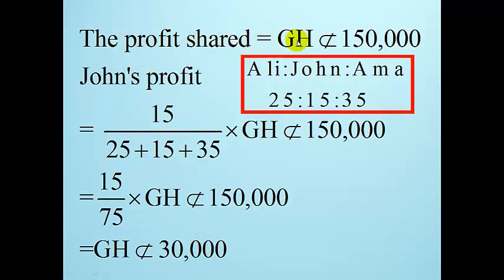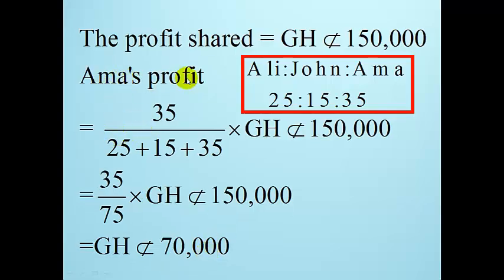The profit to be shared is still 150,000 Ghana cedis. We now consider John's profit. John's ratio corresponds to 15. So if you want to know John's profit, we have to divide John's ratio, that is 15, by the total. So we have 15 divided by 25 plus 15 plus 35. Then we multiply the answer by the total profit, that is the profit to be shared, 150,000 Ghana cedis. So we have 15 divided by 75 times 150,000 Ghana cedis, and this is equal to 30,000 Ghana cedis. That means that John's profit is equal to 30,000 Ghana cedis.